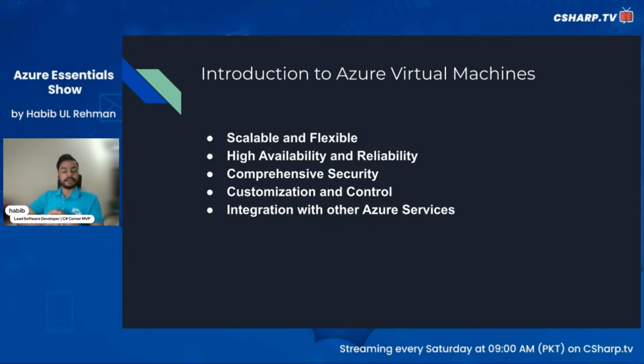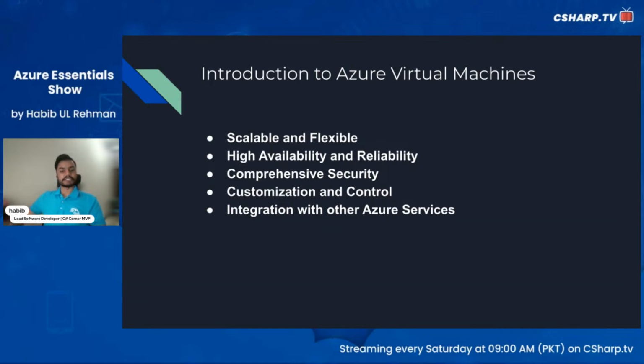Then we have comprehensive security control. Azure VMs come with built-in security features, including network security groups, firewalls, encryption, and Azure Security Center. These features help us to protect your data and applications from threats and vulnerabilities. Integration with Azure Active Directory enables robust identity and access management.